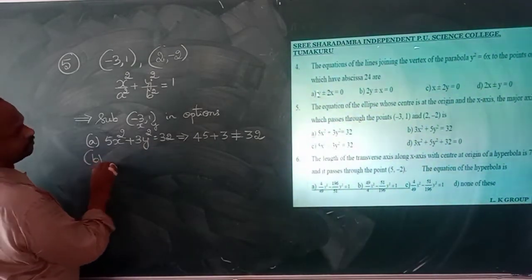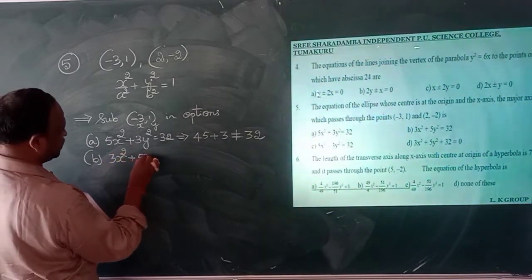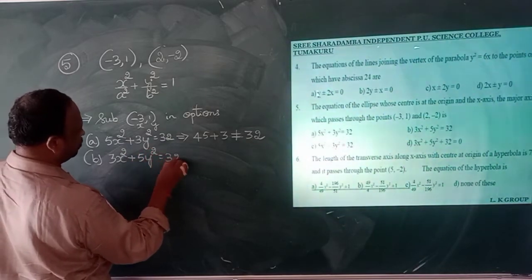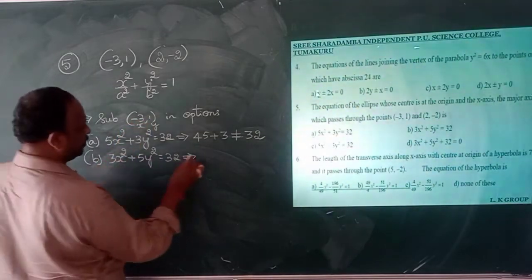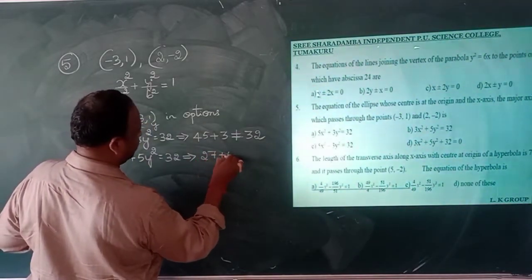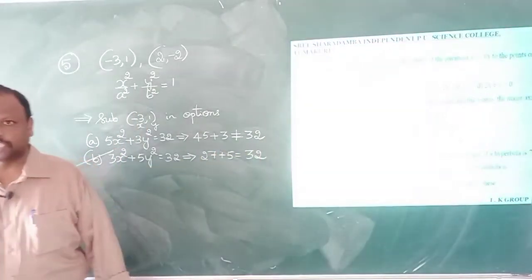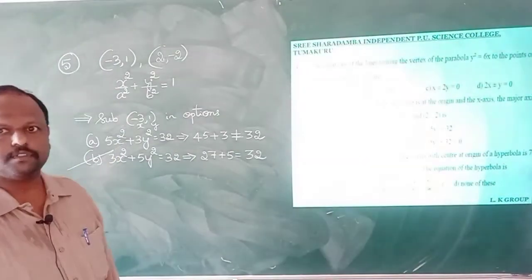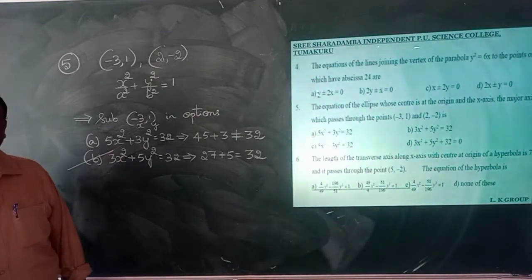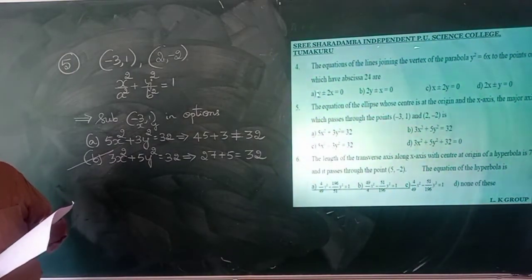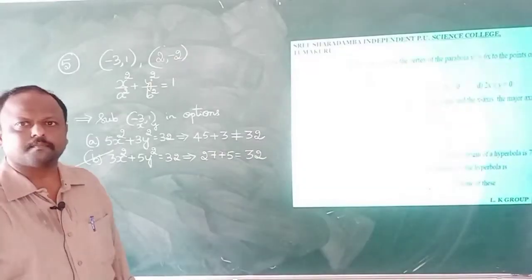Option B, 3x square plus 5y square is equal to 32. With x is equal to -3, we get 27 plus 5, which is equal to 32. Option B is the answer. Whenever they give passing through, you can substitute x and y. If it satisfies, that option is the required answer. Next one.